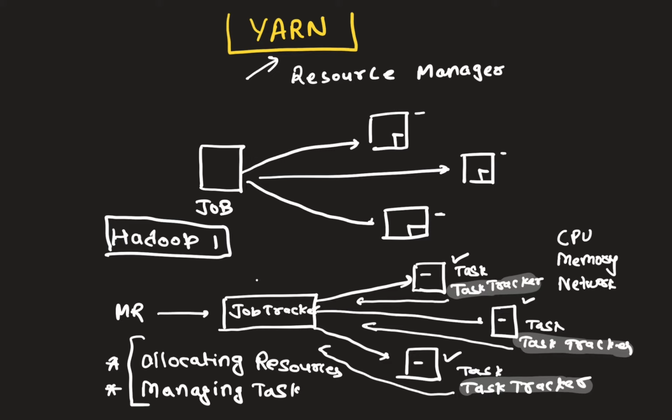Let's think of a scenario where you have multiple tasks running, multiple jobs running. In all those scenarios, job tracker is overburdened. It will be, because it is doing two different things. It is managing the resources within your cluster, and it is also managing the different tasks, which is the different execution.